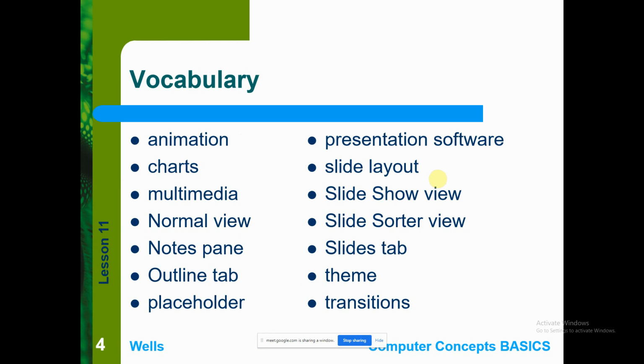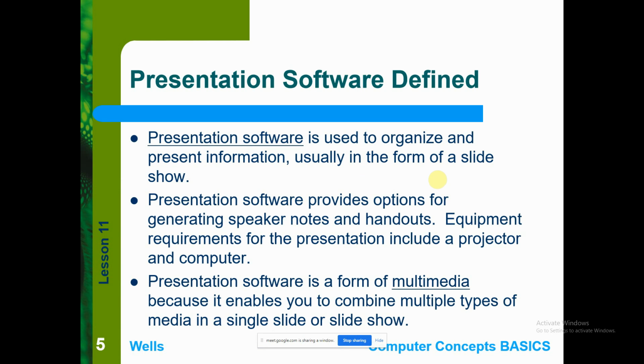So for a few terms: animation, charts, multimedia, normal view, notes pane, outline, placeholder, presentation software, slide layout, slideshow, slide sorter, tabs, theme, and transitions. By definition, presentation software is used to organize and present information in the form of a slideshow. So in a slideshow, it will provide options for generating speaker notes and handouts. And equipment requirements for presentation usually include a projector and a computer.